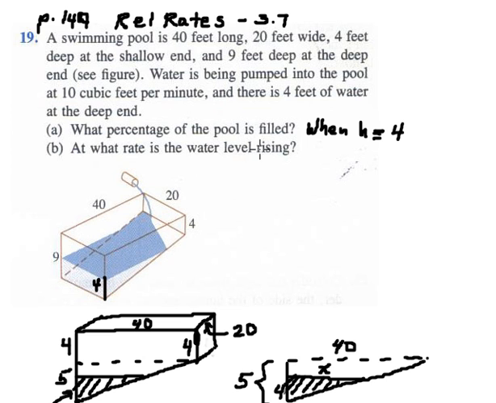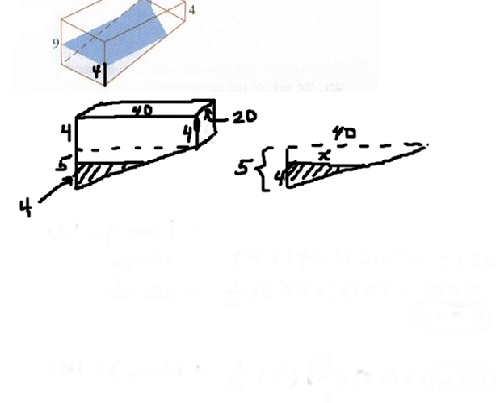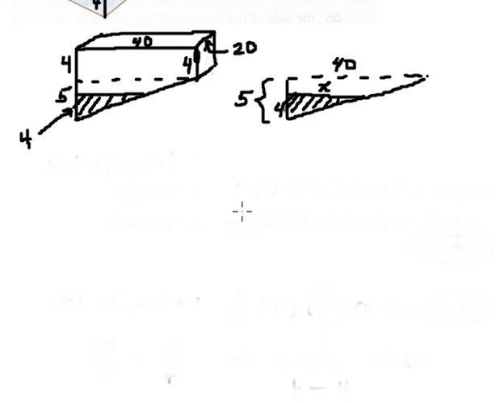Part A, what percentage of the pool is filled when h equals 4, when the height of water is 4? Alright, well this part A does not require any calculus. It just requires some volume calculations. We're going to calculate the volume of the swimming pool and the volume of the water at the bottom of the pool, this shaded area, and we'll form the ratio of the volume of the water divided by the volume of the pool to get the percentage filled. Alright, let's do the volume of the pool first.